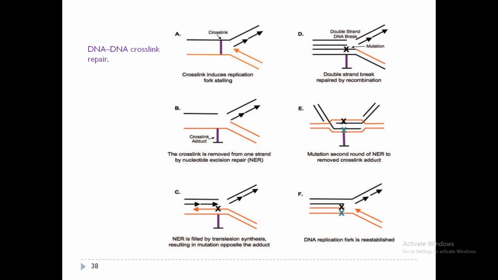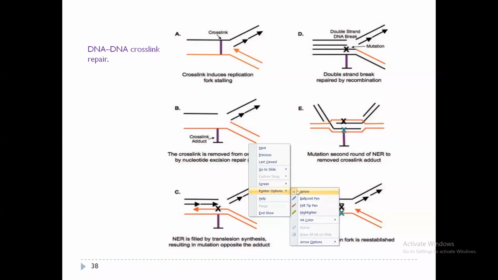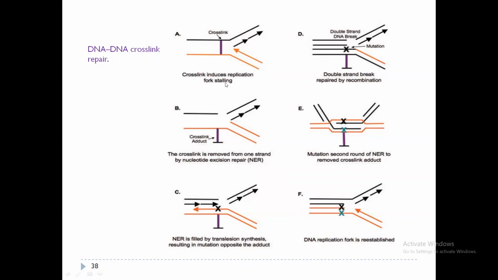This is a picture which shows the DNA crosslink repair. So we can see in picture A, there is a crosslink. This is a crosslink formed between two strands of the DNA. So this crosslink induces replication fork stalling. And then the crosslink is removed from one strand by the nucleotide excision repair pathway that we have read. Now this gap from nucleotide excision repair is filled by translesion synthesis, resulting in mutation opposite the adduct.